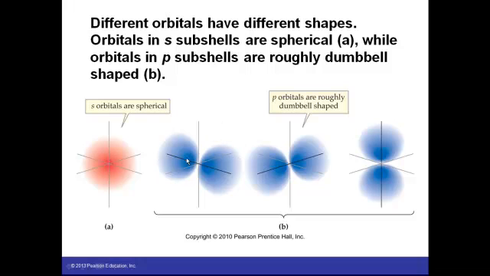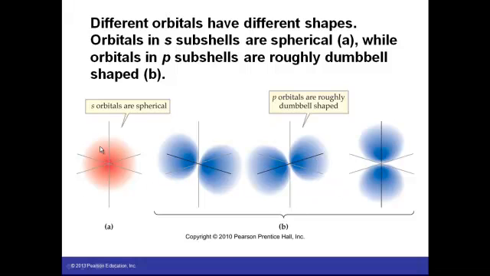So you can have one along the x-axis, you can have one along the z-axis, and you can have one along the y-axis. So we've got 3-dimensional space, and we have 3 dumbbell-shaped orbitals within the P level. The D level looks a little bit more complex. There's going to be 5 different orbitals, and the F subshell looks even more complex with 7 orbital patterns.